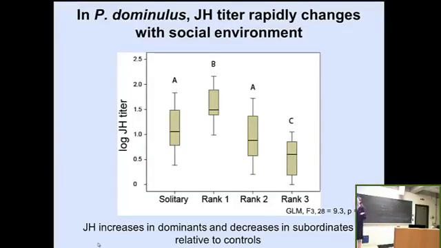And what we found is that the behavioral interactions did have a big effect on juvenile hormone titer. So you can see solitary individuals have kind of intermediate juvenile hormone titer. Individuals who won the contest in the groups of 3 had significantly upregulated juvenile hormone titer. And the individuals who lost the dominance contest had significantly downregulated JH titer. So this tells you that JH is quite responsive to social interactions on a surprisingly short time scale.